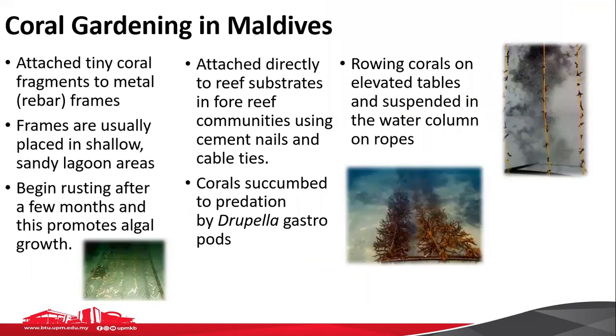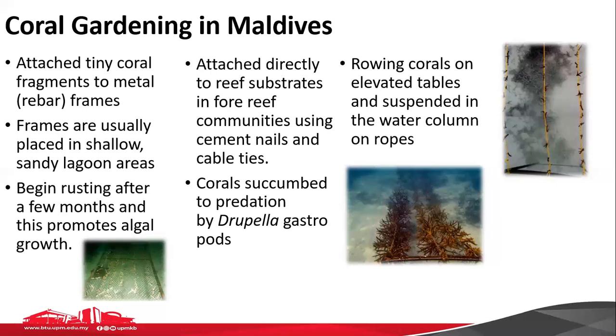Next is coral gardening in the Maldives. They tried three different techniques to grow the coral and observed which one was better. For the first technique, they attached tiny coral fragments to a metal frame. Then the metal frame was usually placed in a shallow sandy lagoon area. But the disadvantage of this technique is that the frames start to rust and it promotes algae growth.